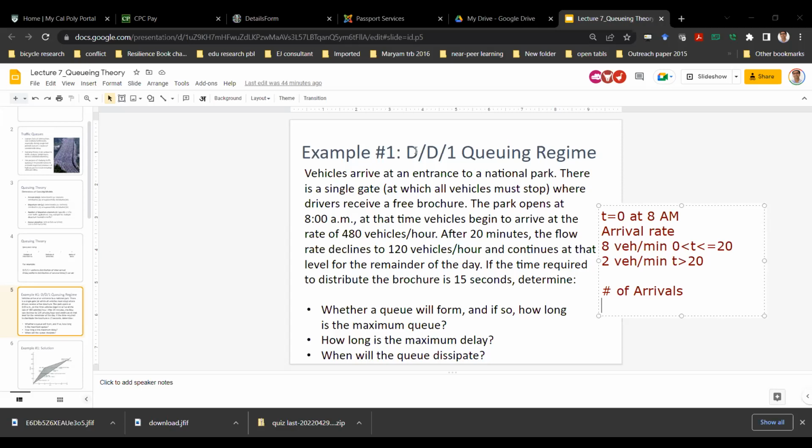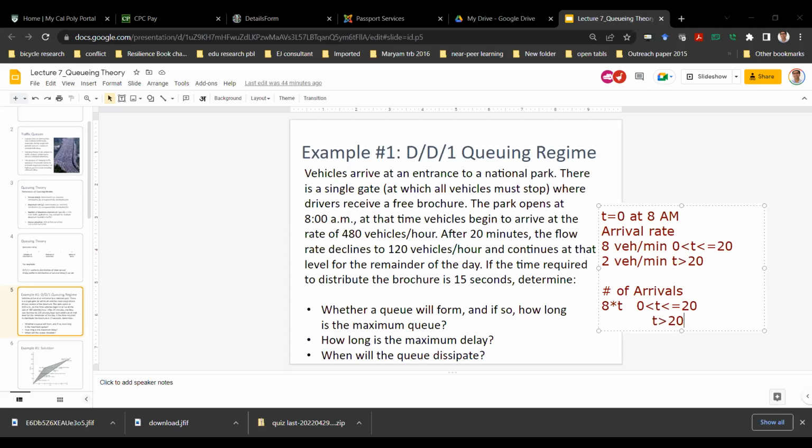Number of arrivals is how many vehicles have arrived at any given time t. Do you have a piecewise function? We will have a piecewise function, yes. But what would you start off with? What will be your first piece of that function? The arrival rate times t, right? So I would say number of arrivals, I could write that as 8 times t. That makes sense? And then this will be applicable 0 to t. What happens at t greater than 20?